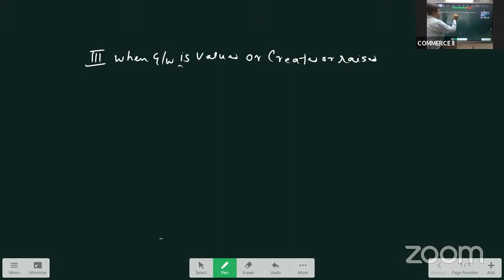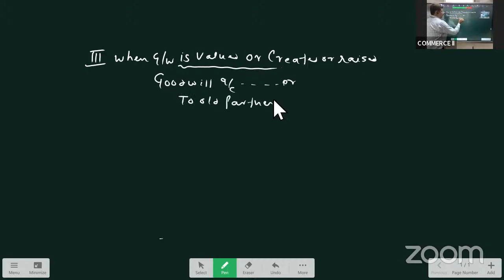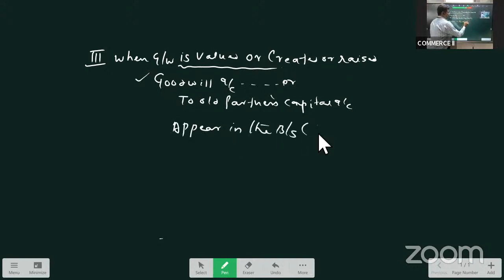So what is the treatment I told you? The old partners will do the valuation of goodwill and they will credit it to their accounts. So goodwill account debit to old partners capital account. Right? And since goodwill is showing debit balance, if you prepare the ledger of goodwill, it will show debit balance. It will appear in the balance sheet on the asset side. So today we are going to do problems based on this method.